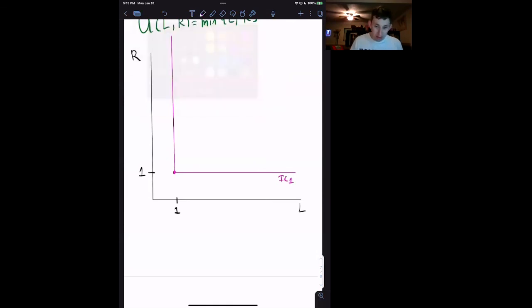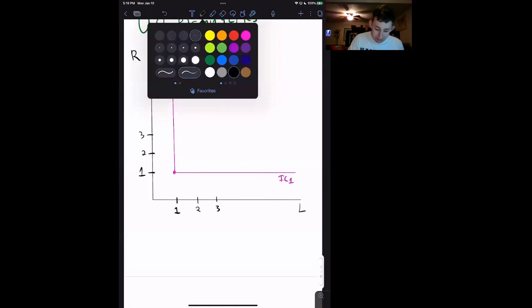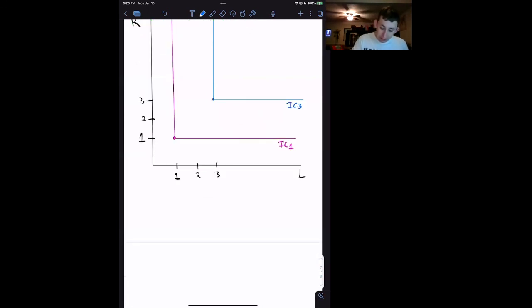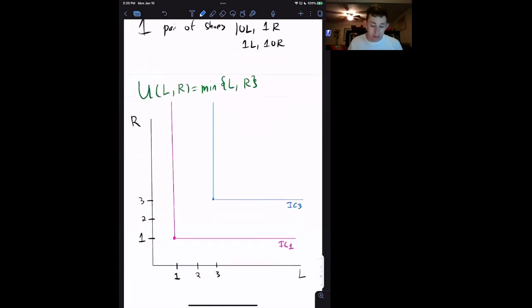We can also maybe do 3. So 3, let's have 3 pairs of shoes. It could be right here. Very similarly, here's 3 left shoes and just a bunch of right shoes. And here are 3 right shoes and at least 3 left shoes. This is the indifference curve at value 3. Now we can't take the derivative. We can't figure out the marginal utility with a min function.